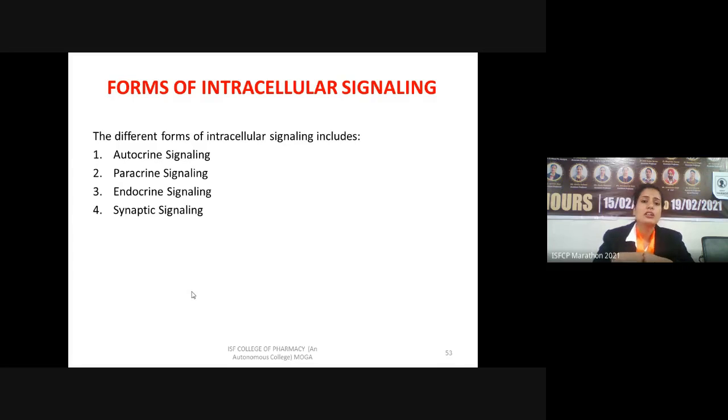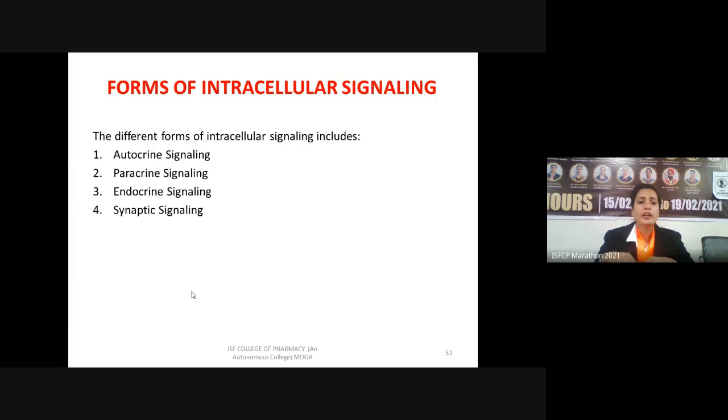The third type of signaling we had was endocrine signaling. Endocrine signaling mainly takes place over relatively very large distances. In this signaling, the ligand molecule, or signal molecule, travels through the blood.